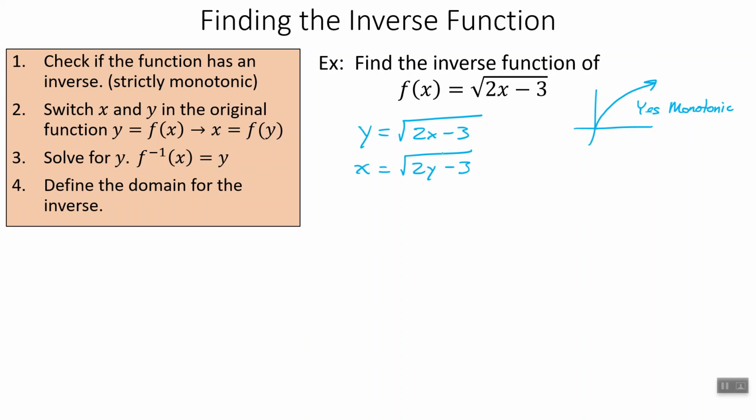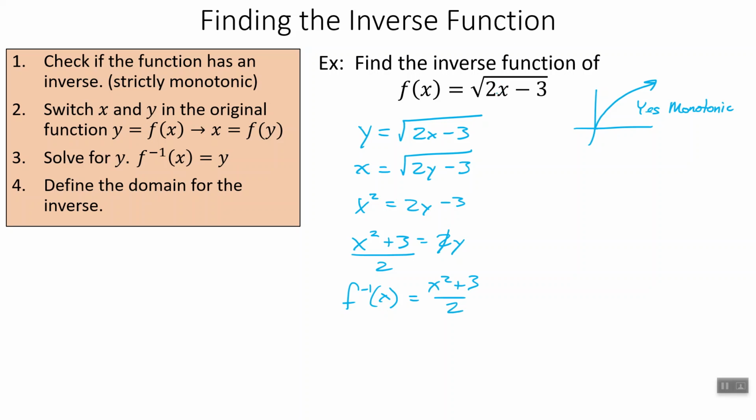So we have to undo the square root. We square both sides. We want to undo subtracting 3. We add 3 to both sides. We want to undo multiplying by 2. We divide both sides by 2. So we get that the inverse, once we get y by itself, that is the inverse function. So the inverse here is (x squared plus 3) over 2.